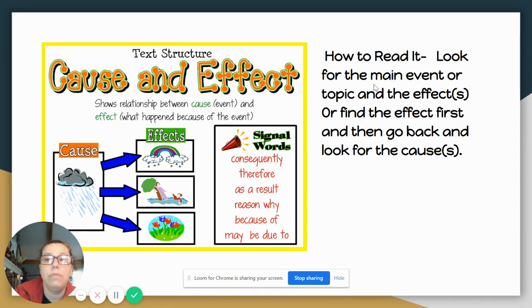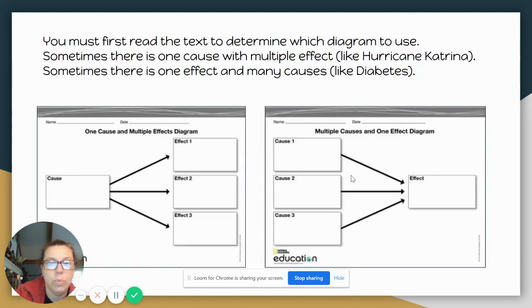When you read it, you want to look for a main event or a topic and the effects, or find the effect first and then go back and look for causes. So one might argue that problem and solution and cause and effect are the same. They're not quite the same. But let me show you two possible graphic organizers. Okay, so you must first read the text to determine which diagram to use.